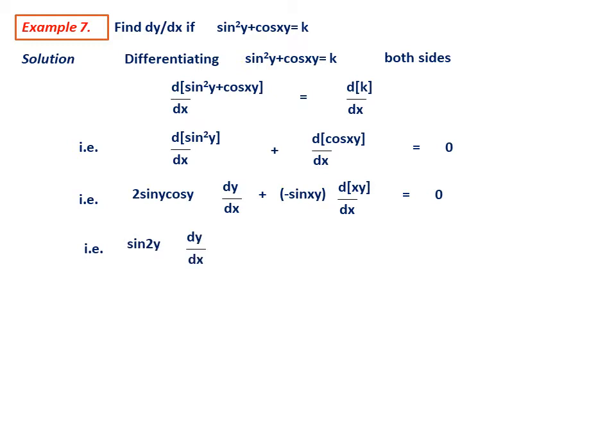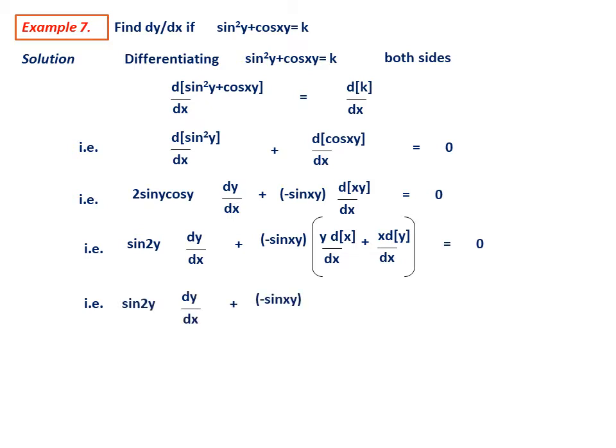So 2 sine y cos y can be written as sine 2y dy by dx, plus minus sine xy, keep as it is, then put a bracket because minus is outside, then use the chain rule here: y into d by dx of x plus x into dy by dx of y, this equal to 0. Now that is sine 2y dy by dx plus minus sine xy, then y plus x into dy by dx equal to 0. Now the last one is simplify by removing the bracket.